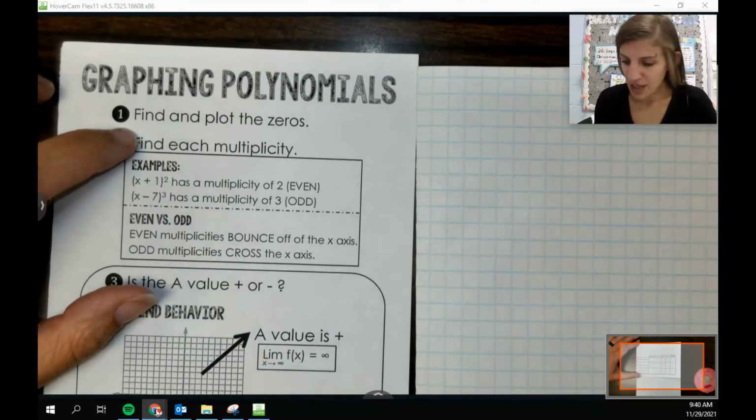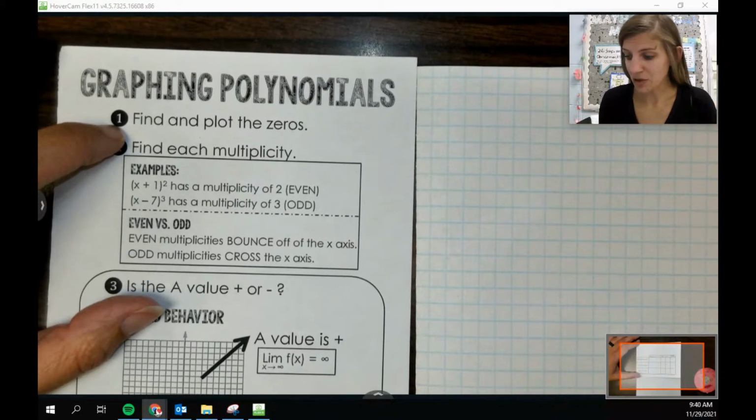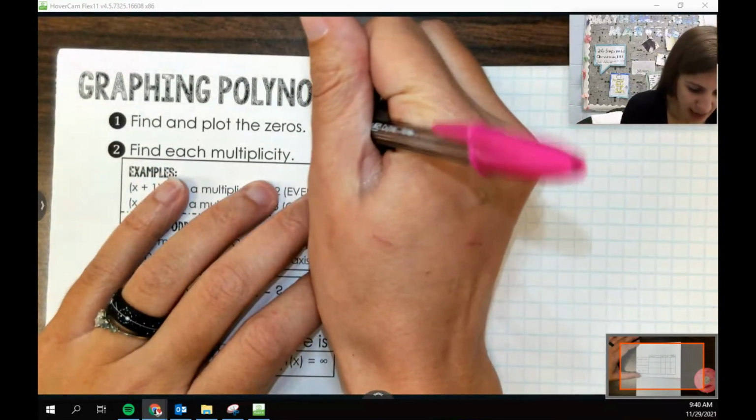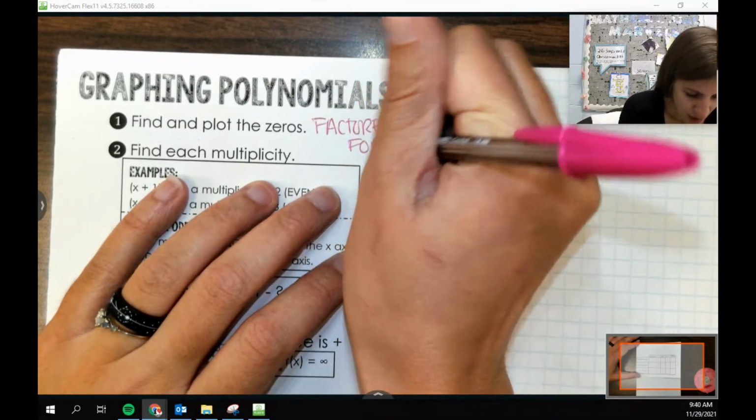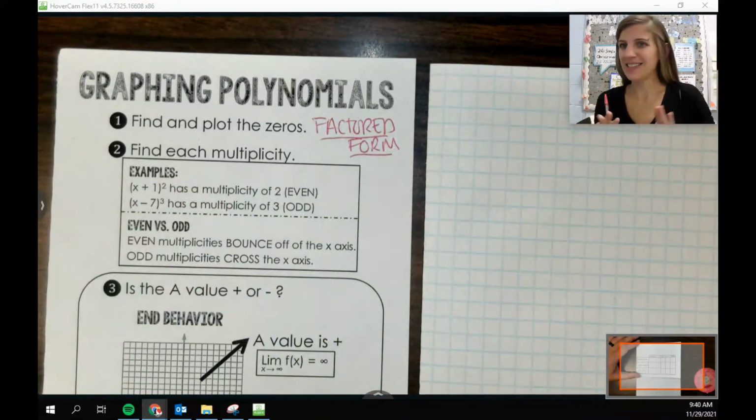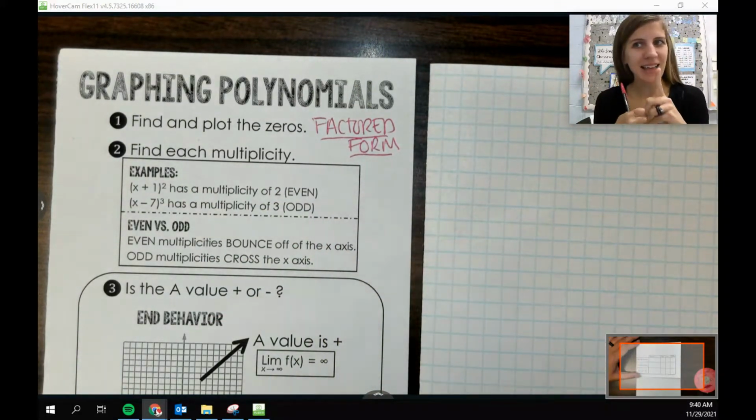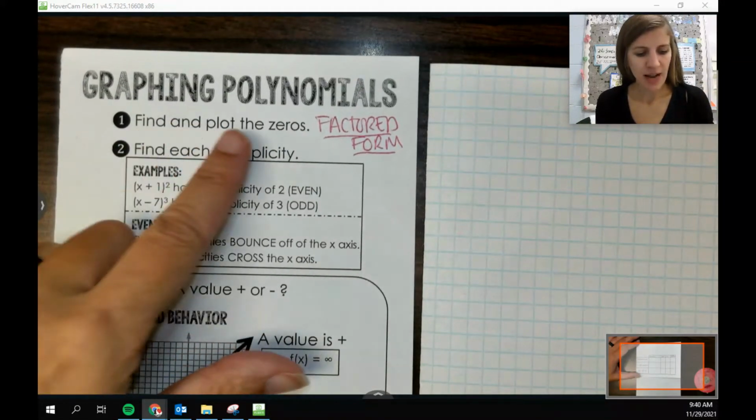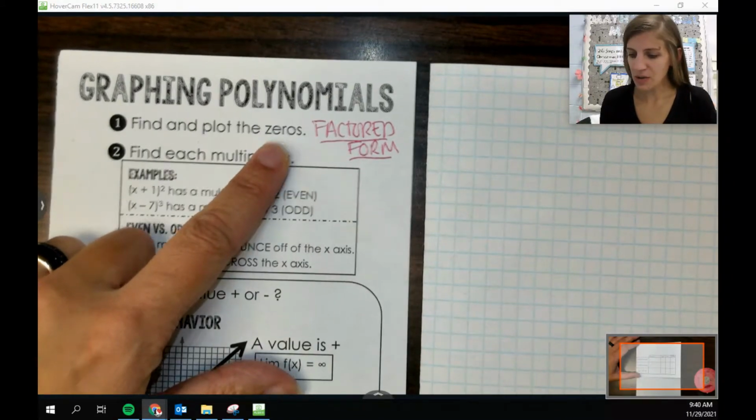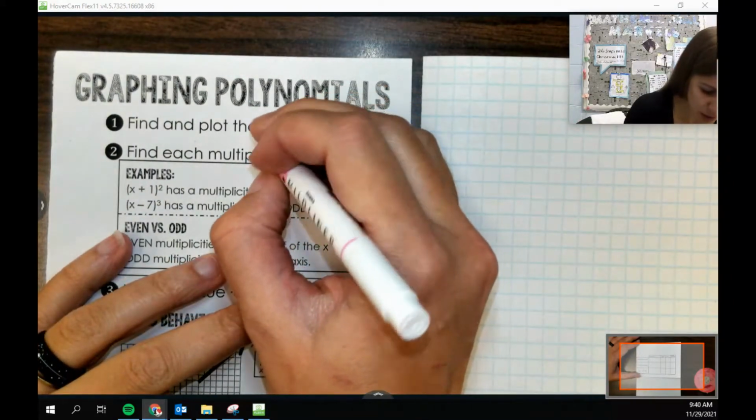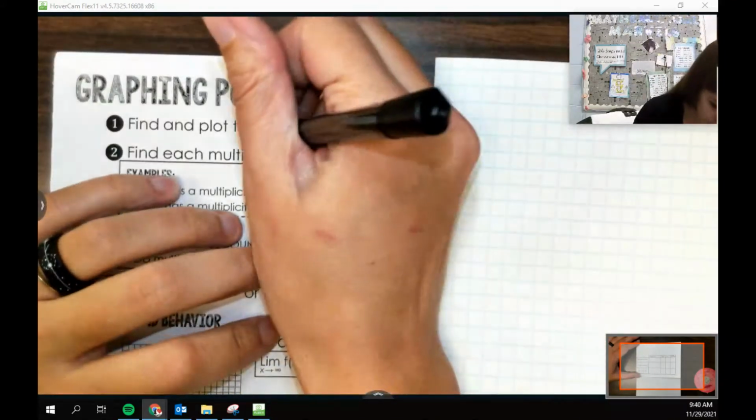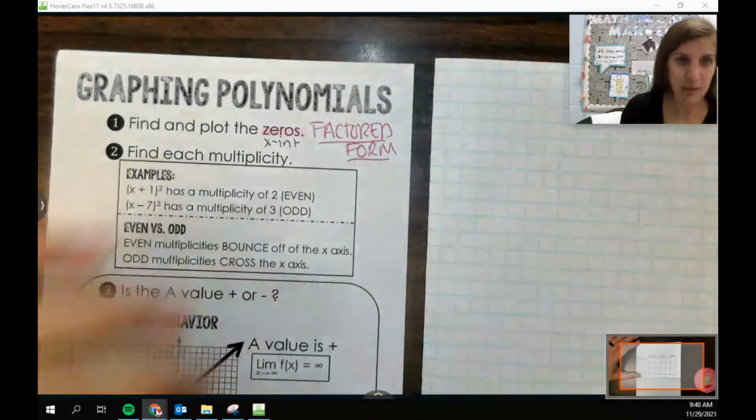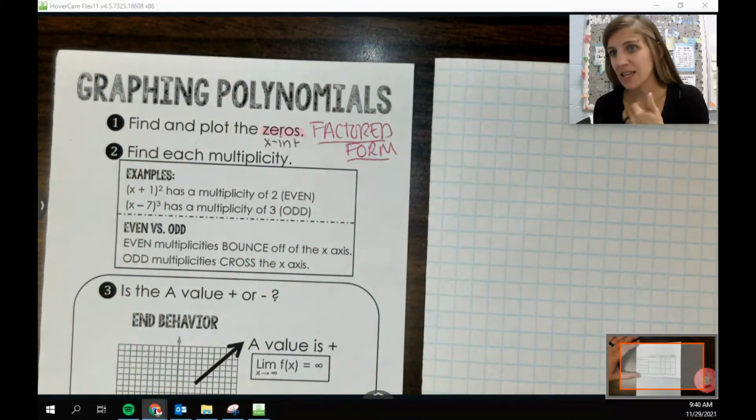Okay, so first thing we want to do, as long as we are in factored form, maybe we should make that note. Factored form, we can graph. If we're in standard form, we don't have a way yet, but if we're in factored form, we can do this. So the first thing you want to do is find and plot those zeros. Now remember, zeros is just a fancy word for your x-intercepts. Remember, we can just find those by looking inside parentheses and taking the opposite number. If you don't see one, then it's 0.